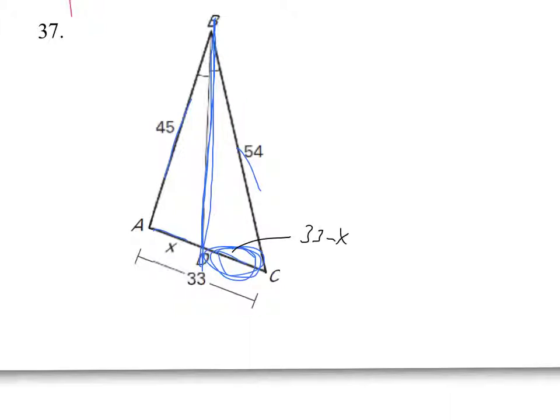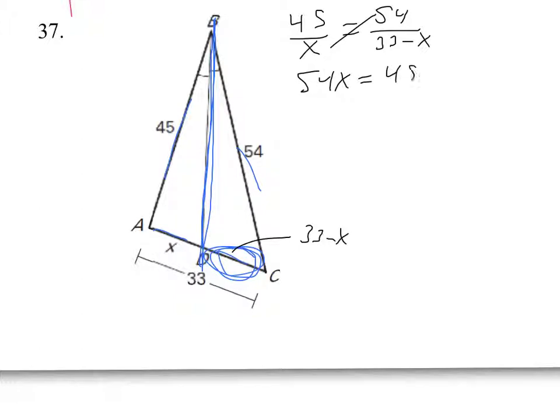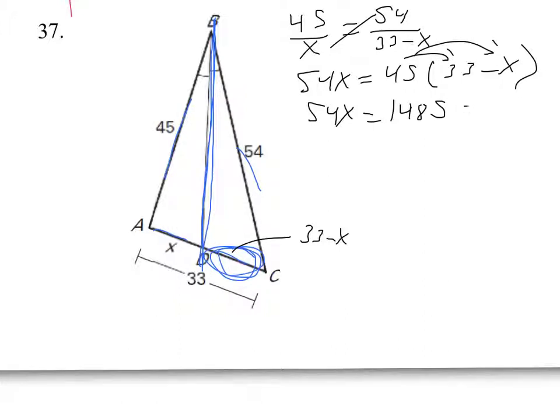Alright, now we have our four segments. I'm going to do 45 over x equals 54 over 33 minus x. So cross multiply. 54x equals 45 times parentheses 33 minus x. Need to do some distributing there. 45 times 33, I get 1,485. And I also need to distribute to the minus x, so that's going to be minus 45x.